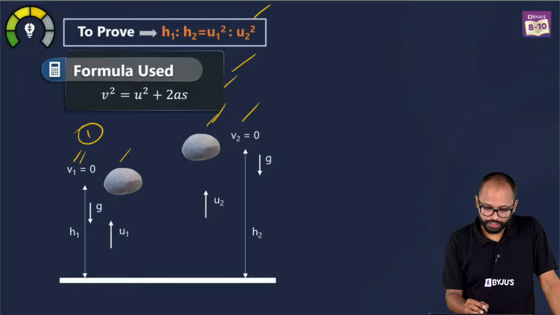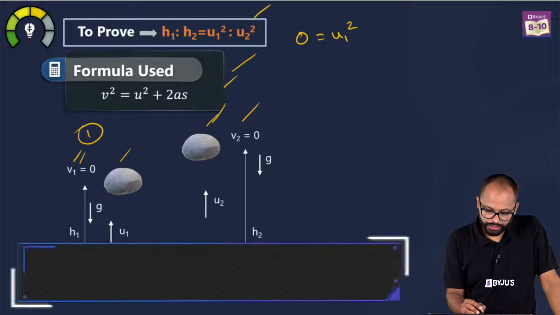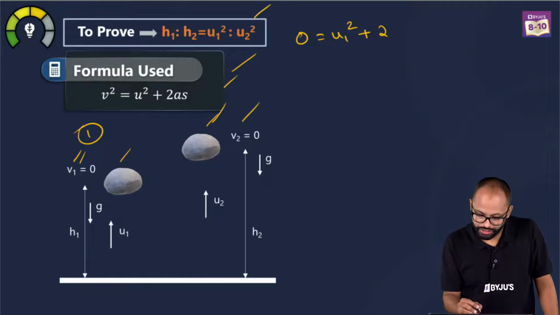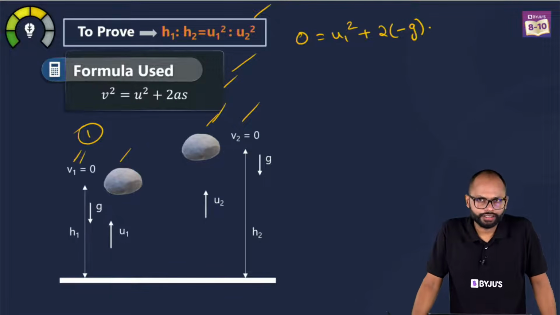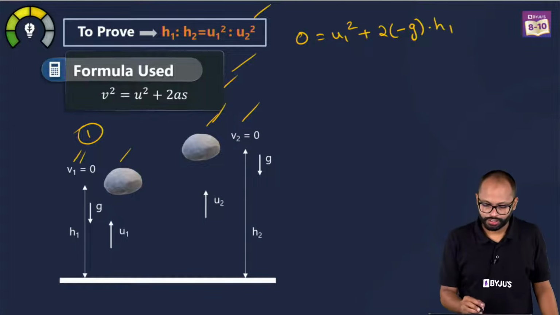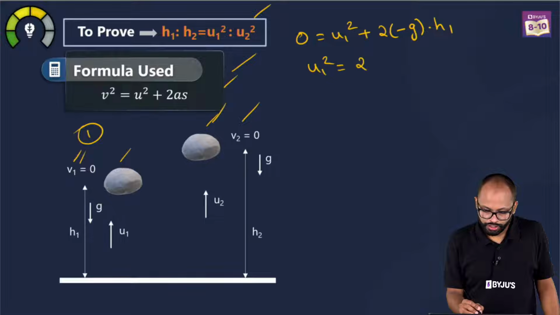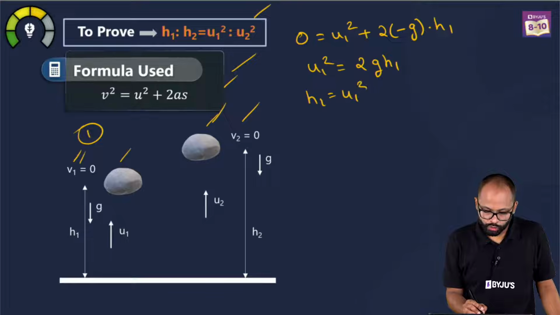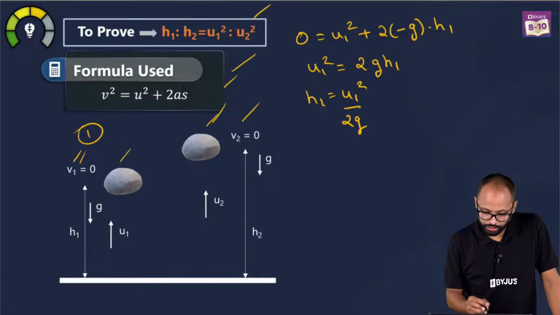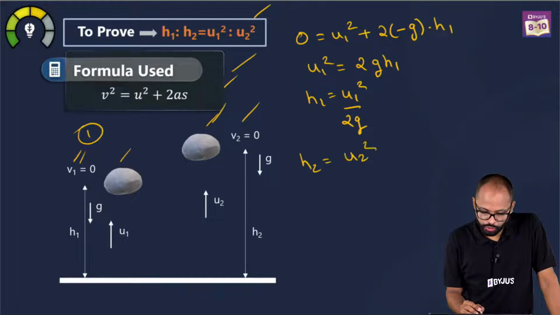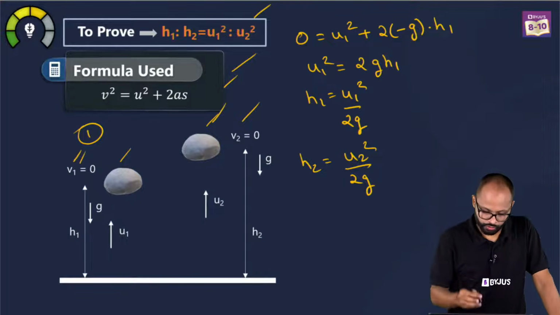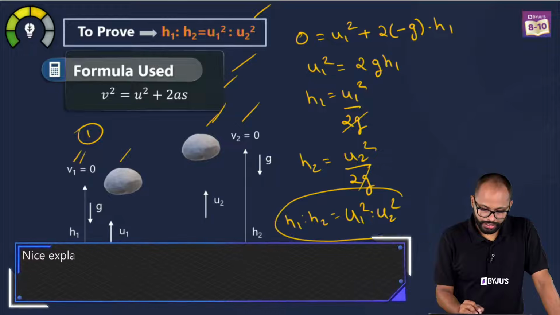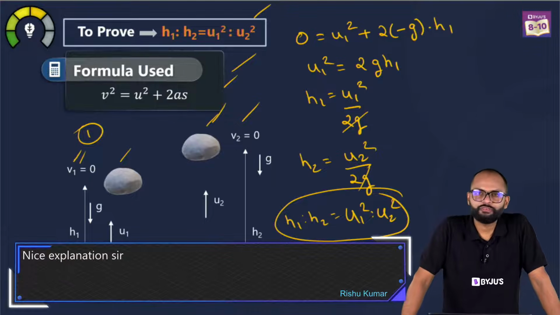For the first stone, v is 0 equals u1 square plus 2, and what is the acceleration in the upward direction? It is minus g. The question told you this. Multiplied by h1. So u1 square equals 2g h1. I just took it to the other side. So h1 is u1 square upon 2g. Similarly, h2 will be u2 square upon 2g. Now, if you find h1 is to h2, 2g and 2g will cancel out. u1 square is to u2 square. And this is something which you wanted to prove. You have proven this.